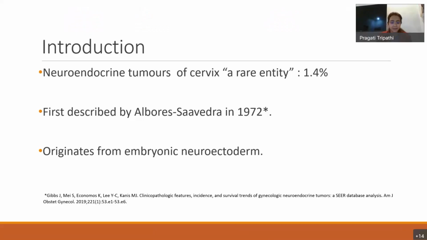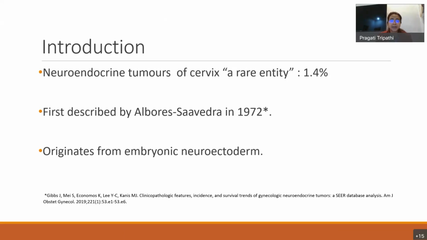To begin with the introduction, neuroendocrine tumors are typically located in sites like lungs and gastroenteropancreatic sites. In gynec oncology, cervix is the most common and primary area where neuroendocrine tumors are found. Neuroendocrine carcinoma of the cervix is a rare and very aggressive entity. The incidence is around 1.4% of all invasive cervical cancers. This was first described by Albores-Saavedra in 1972.